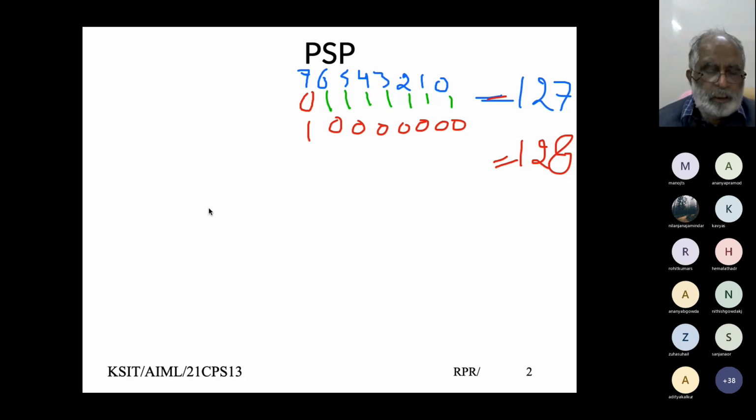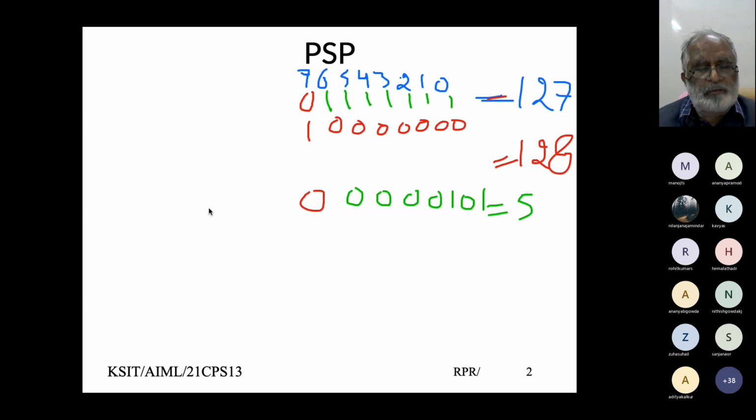My number 5, if I were to write it, would be 0 0 0 0 0 1 0 1. This would be number 5. We look at 4 bits here and 4 bits here. This is a positive number.